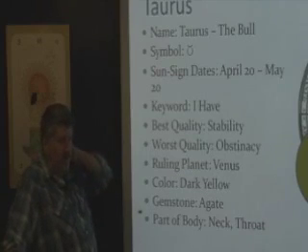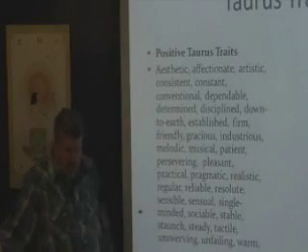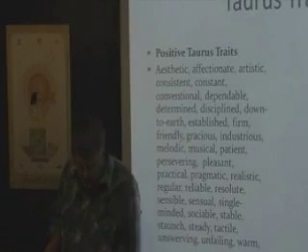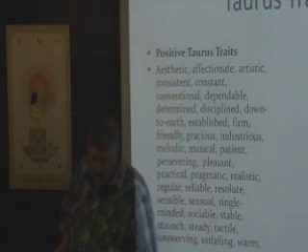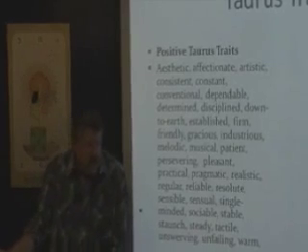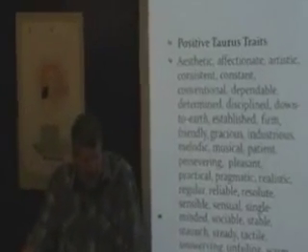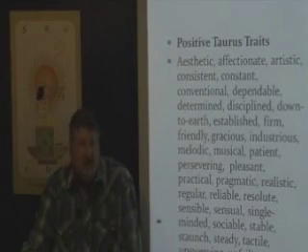Think of it. Taurus plows, it's the beast of burden. It plows the fields. It's automatic responses. So, if we were to talk about this in terms of positive traits, certain qualities in alphabetical order might be aesthetic, affectionate, artistic, consistent, constant, conventional, dependable, determined, disciplined, down to earth.